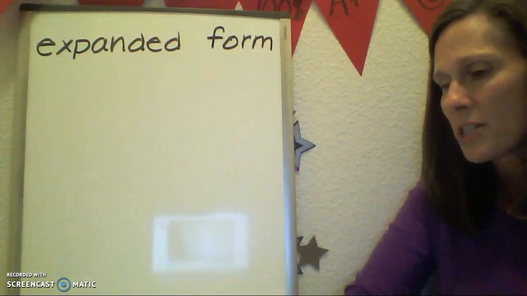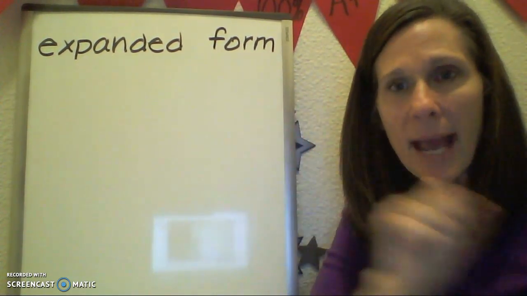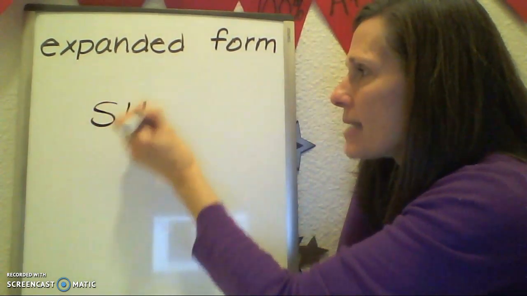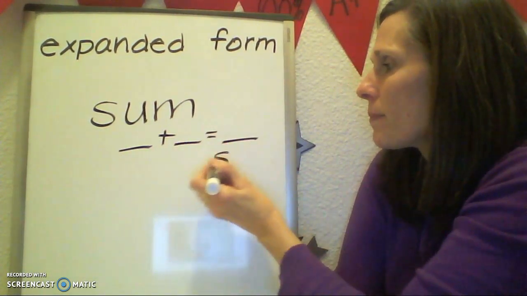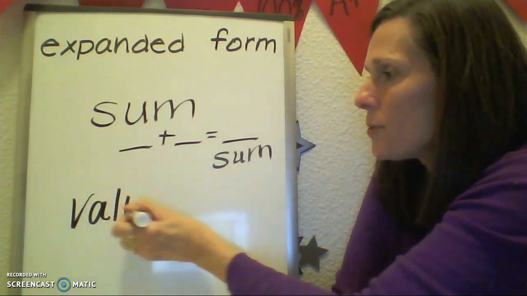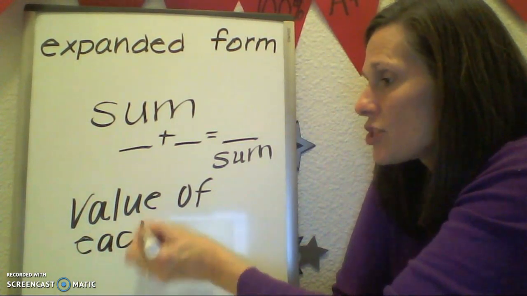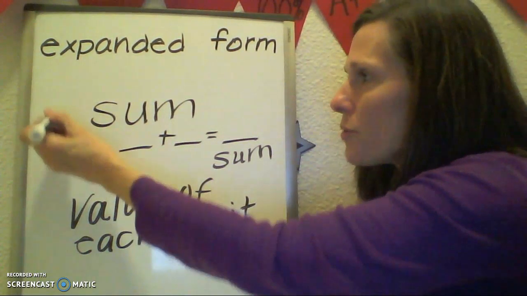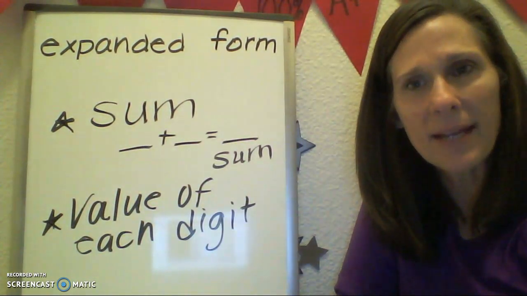Just remember that it's two important things. We're writing the number as a sum, as a plus equation, right? And we are also showing the value of each digit, right? So if you remember those two things, you will always get the right answer.